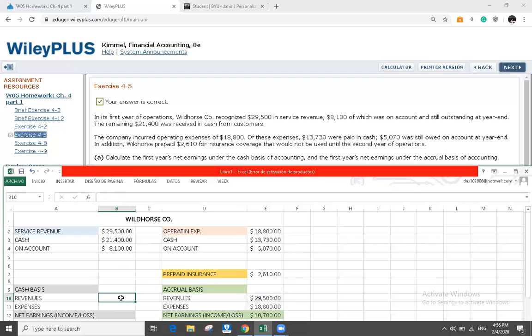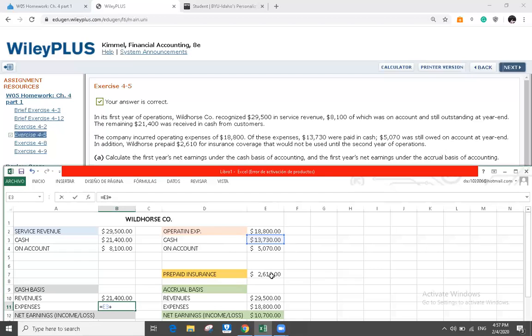And now we're going to go to the cash basis calculation. And we have to remember that the cash basis calculation is only to record revenue at the time that the company receives cash. So basically, the amounts that we're going to write down here are the amounts that we have with cash, because that's the only thing that we have already received. So revenues will be the amount of $21,400. But then in expenses, we have this tricky part in which we are going to add the cash plus prepaid insurance.